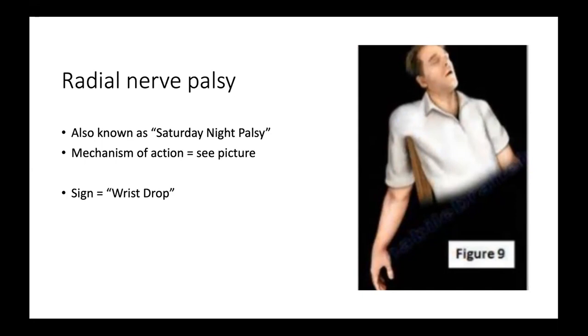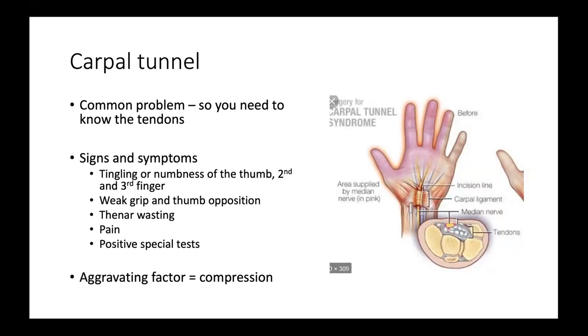Okay, next one, carpal tunnel. We already talked about it at the start. It's a common problem, so you do need to know it. The mechanism is usually to do with compression. Either the carpal tunnel is just way too tight, or you've got too much fluid in your body. Pregnancy is a really good one, and women postmenopause. So if a female comes in with tingly hands, it's probably carpal tunnel.